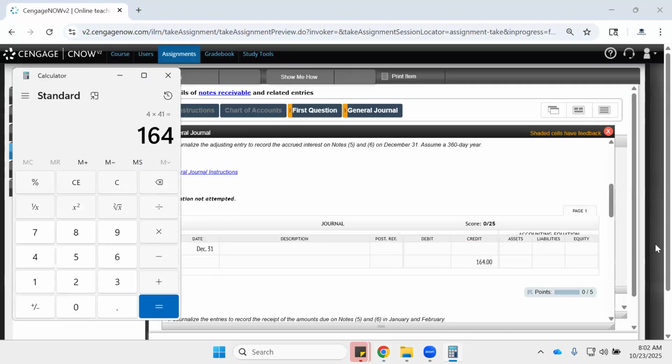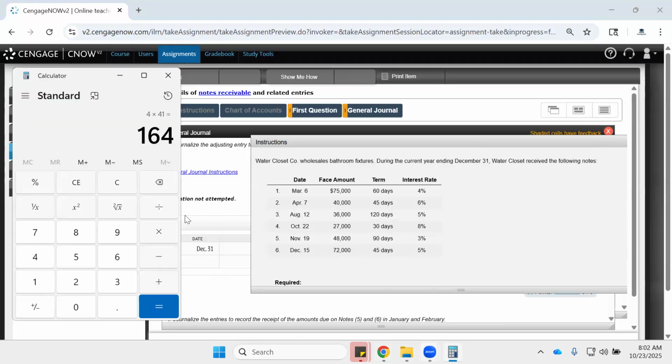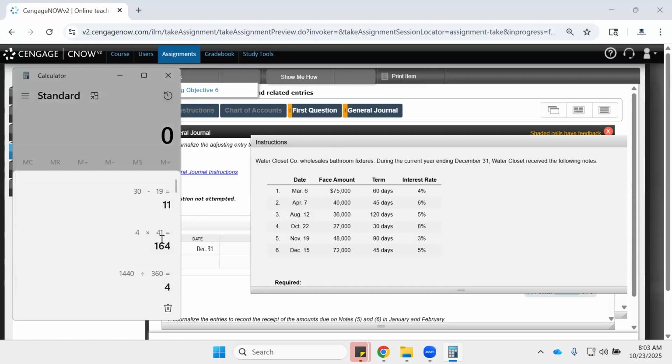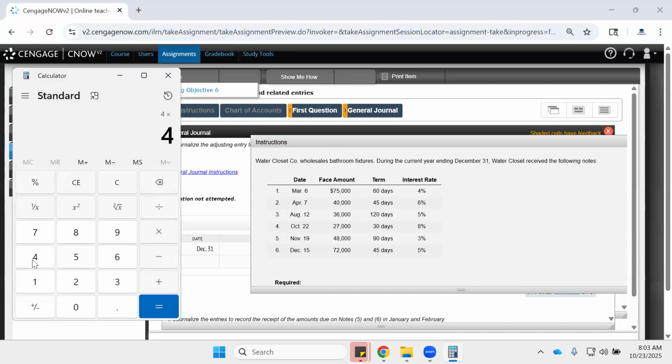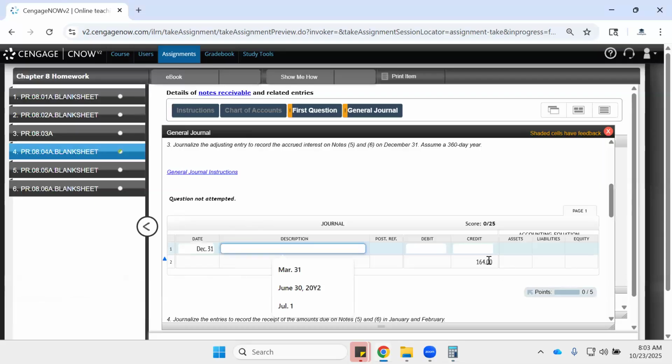And I'm just going to write this down just to keep track of it. And then for our second note, we had December 15th, 45 days, 5%, $72,000. So there's going to be 16 days left in December. Actually, we should have done 42 days. So if we can go back here. $4 was our daily interest. And so that's $4 interest per day, assuming a 360-day year, times 42 days. So that's 168.